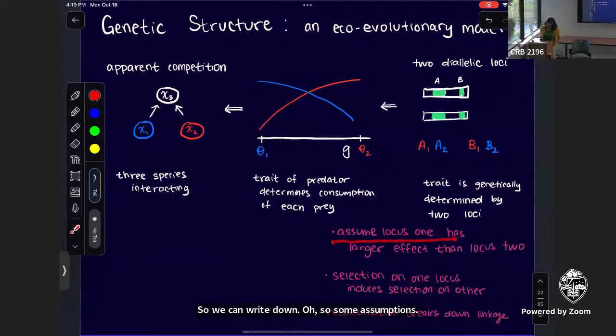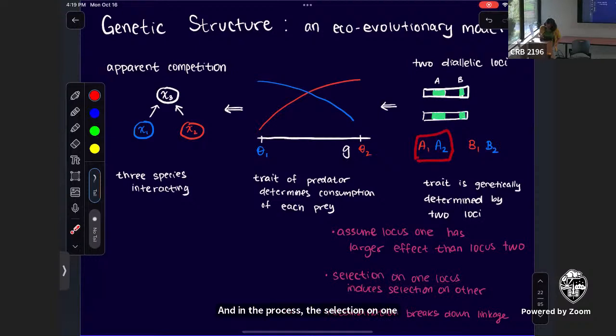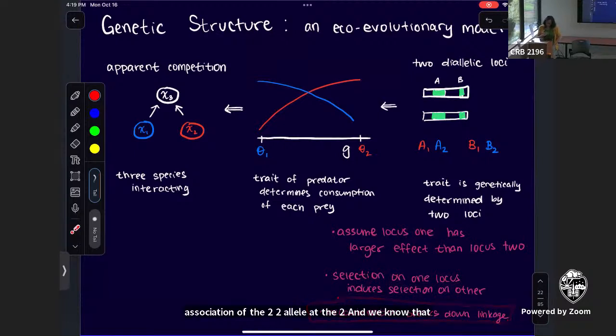So I'm going to assume that one of these loci has a bigger effect than the other on the genotype. And in the process, the selection on one locus is going to induce a selection on the other locus just because they are potentially linked in the genome. So there's some kind of linkage disequilibrium, or in other words, some statistical association of the two alleles at the 2 loci. And we also model that recombination within the individual predators can break down this kind of linkage that is generated from selection processes.